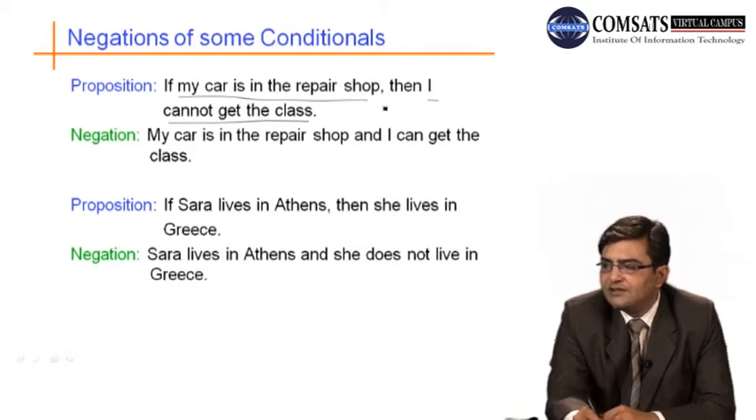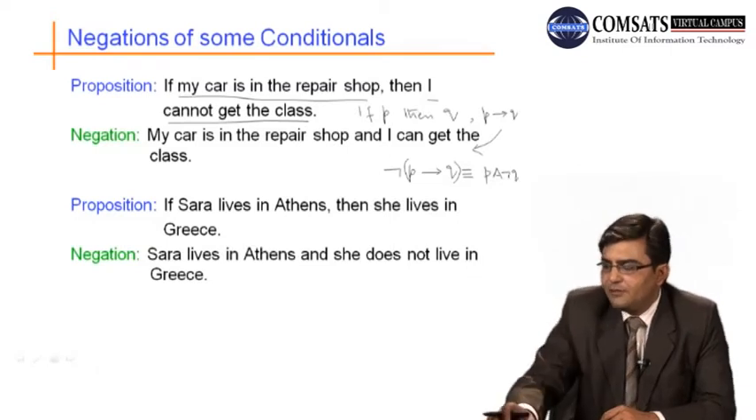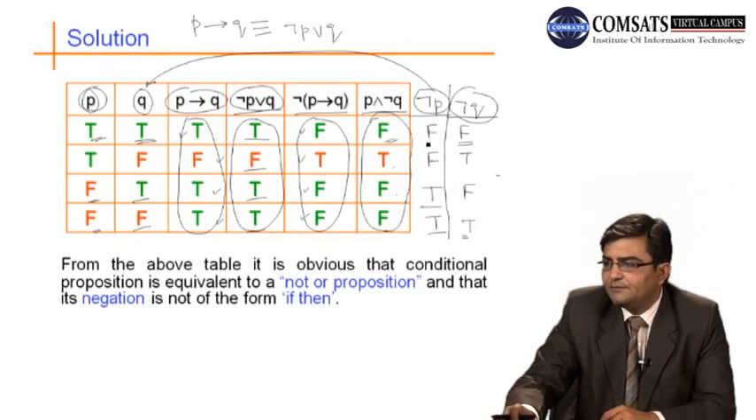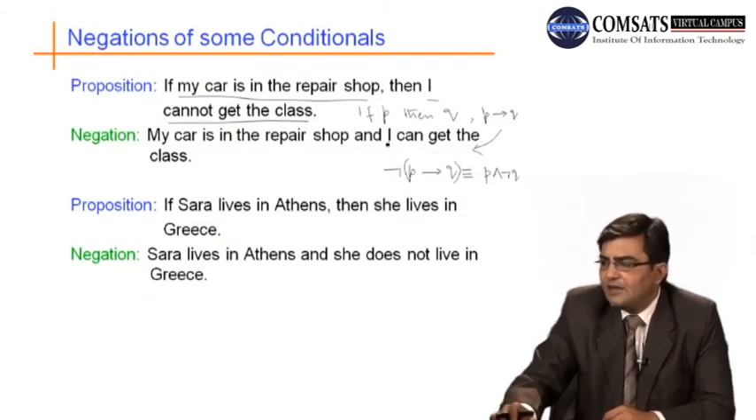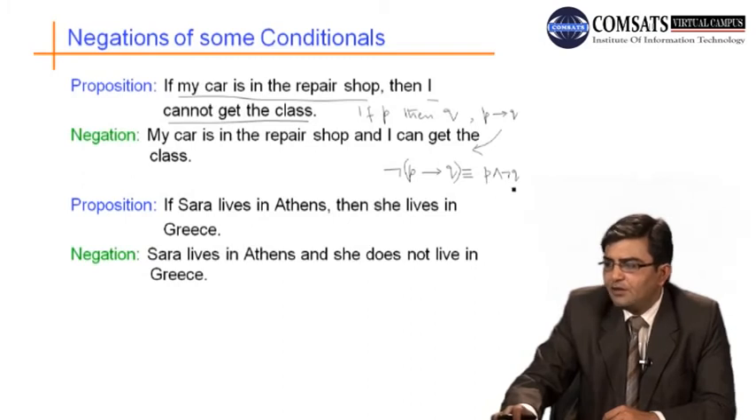Because this is a conditional statement which can be written as if P then Q, or as P implies Q. And we know what the negation of this P implication is: not of P implies Q. This is logically equivalent to P and not Q, as we have proved in the previous slide. So how can we write its negation? Its negation is actually P and not Q.